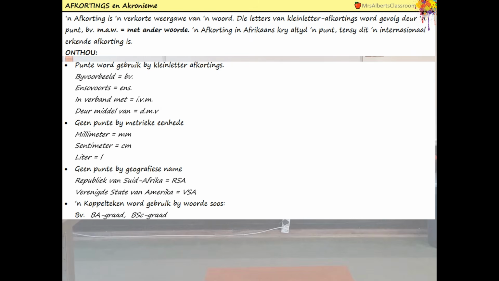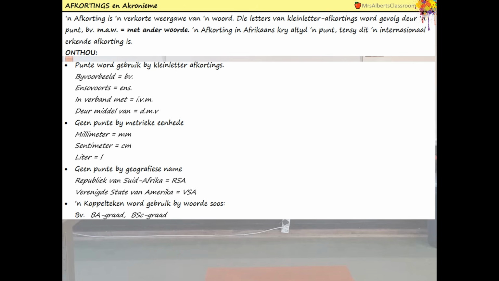So abbreviations: the only thing apart from having to learn everything and going through the notes that you have, there are about 4 things that you can remember. Punte word gebruik by kleinletter afkorting. So anytime you've got small letters like byvoorbeeld, ensovoorts, etc., you'll have your full stops.